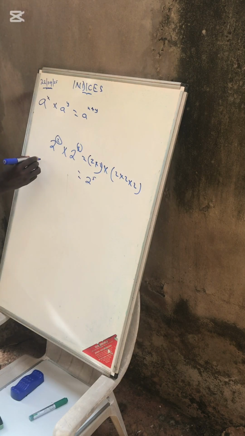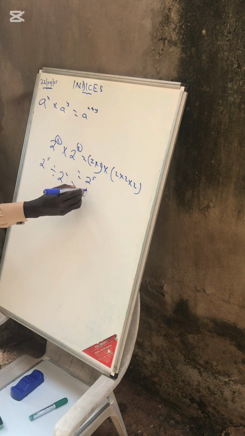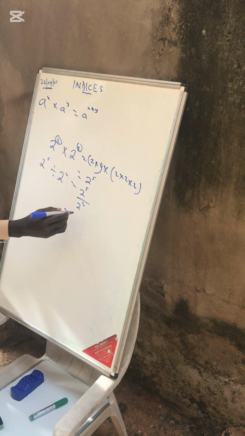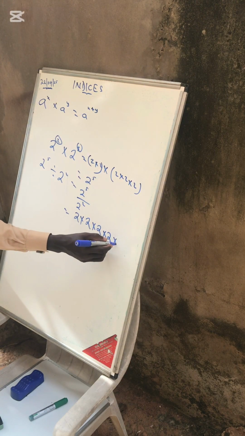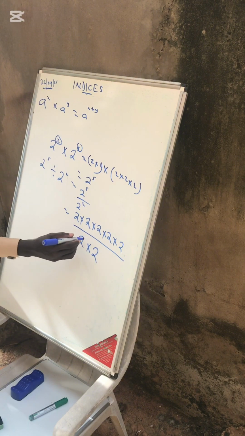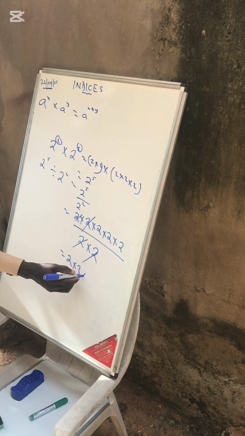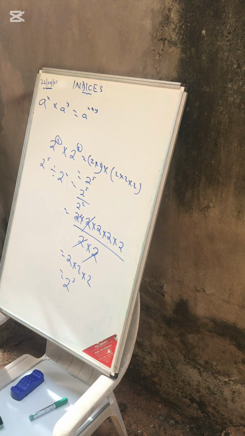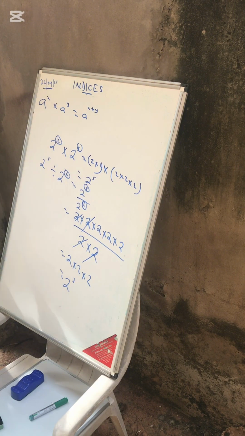If I also say 2 raised to power 5 divided by 2 raised to power 2, that means 2 raised to power 5 over 2 raised to power 2. Which is 2 times 2 times 2 times 2 times 2 over 2 times 2. 2 cancels 2, 2 cancels 2. So you're left with 2 times 2 times 2, which is 2 raised to power 3. You understand? So it's the same as subtracting the power of the denominator from the power of the numerator.